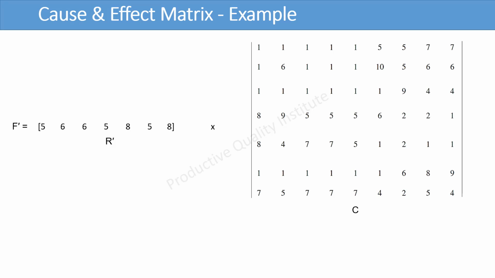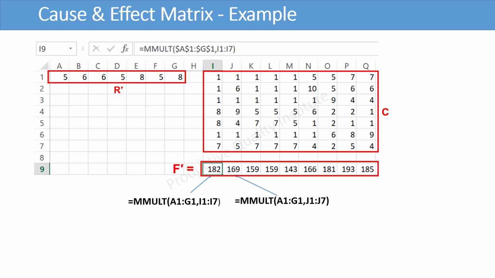To calculate the vector transpose of F, we will do the multiplication of transpose of R multiplied by C. To do this multiplication, we will use the Excel function MMULT, with the vector transpose of R and each column of matrix C. For example, the first element of transpose of F is equal to MMULT of A12 to G12, I12 to I7. The second element of transpose of F is equal to MMULT of A12 to G12, J12 to J7, and so on.